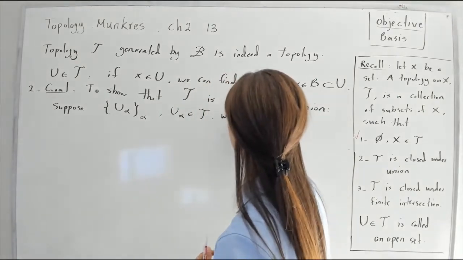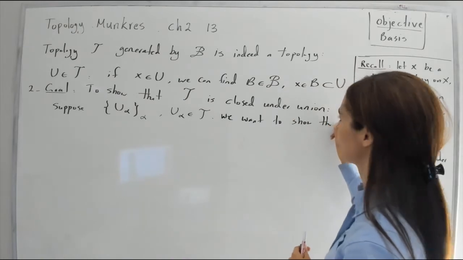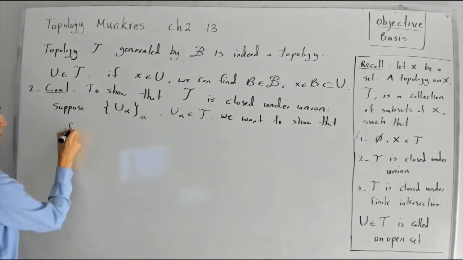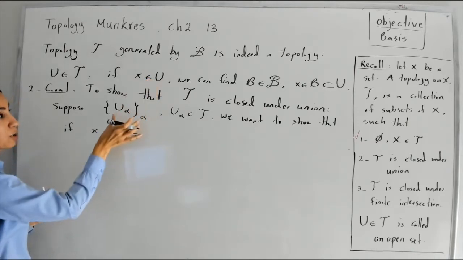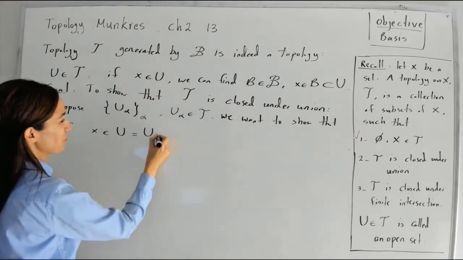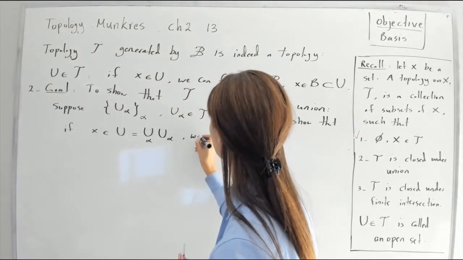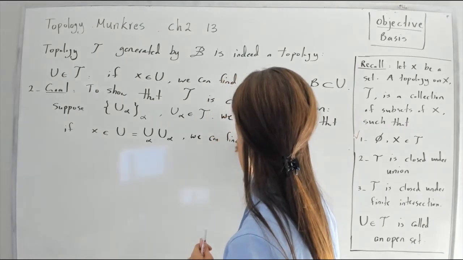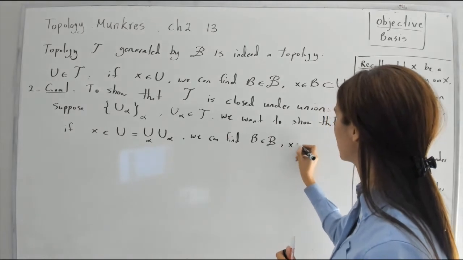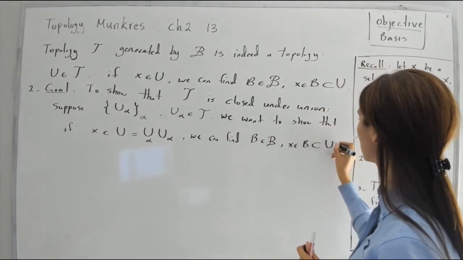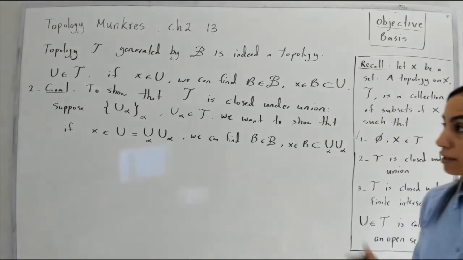We want to show that if X belongs to U, what is U in this case? U is the union of these open sets. We can find a basis element like B such that X is in B and B is a subset of U, which is the union of U sub alphas. This is our goal.